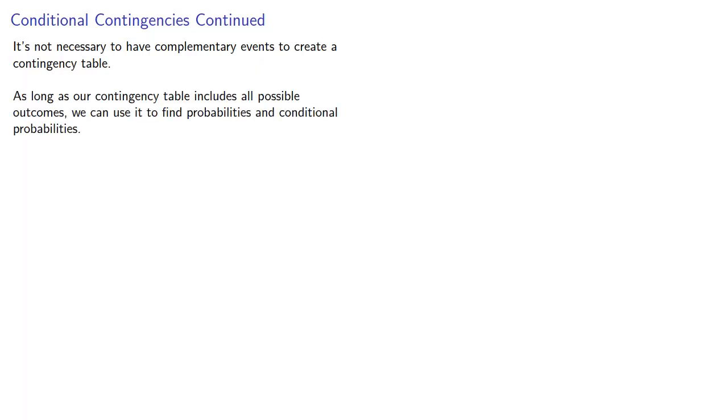So we've looked at a bunch of examples where we have complementary probabilities, but it's not necessary to have complementary events to create a contingency table. As long as our contingency table includes all possible outcomes, we can use it to find probabilities and conditional probabilities.